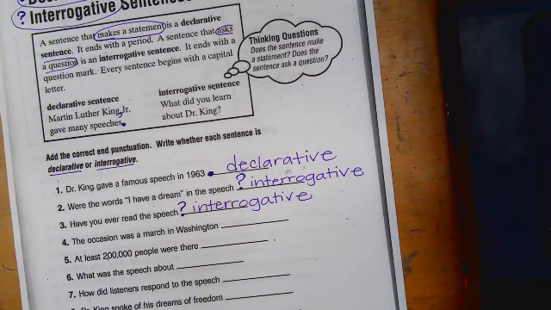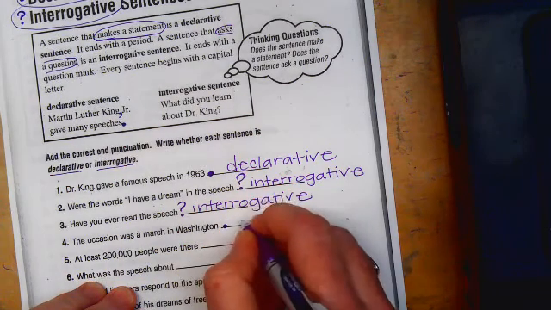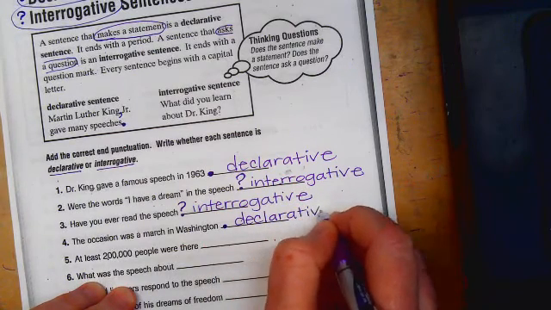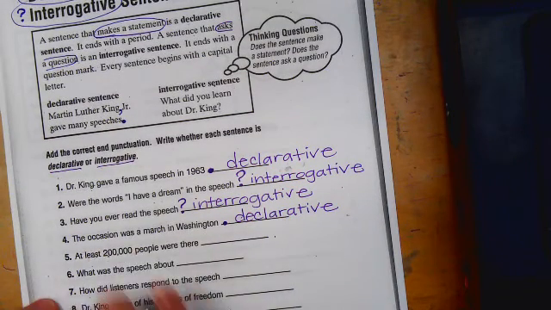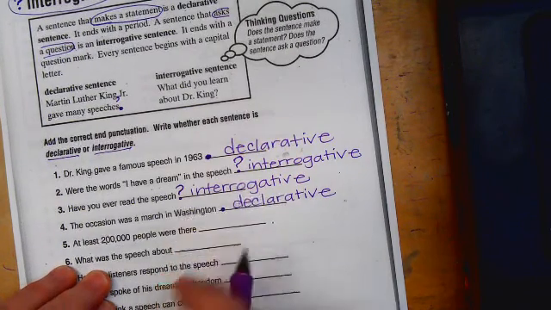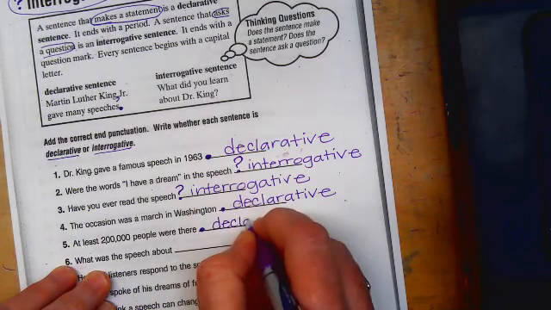All right, you're going to do the next one. The occasion was a march in Washington. I'll give you a couple of seconds to fill it in. All right, hopefully you filled in period and declarative. All right, we'll do the next one together. At least 2 million people were there. That sounds like just a basic sentence to me. It's not a question. So I'm going to say it's declarative.